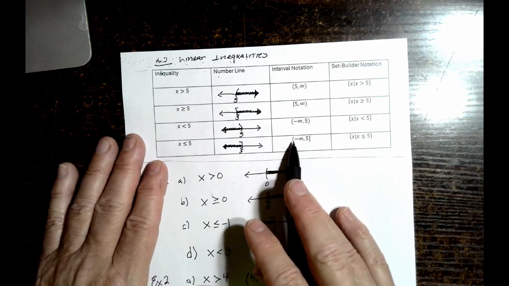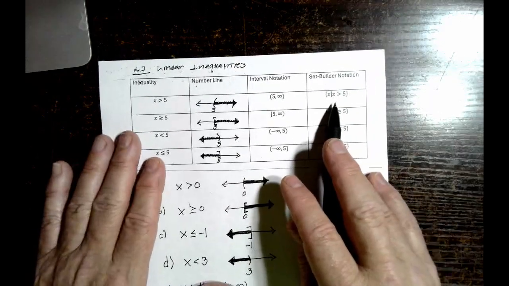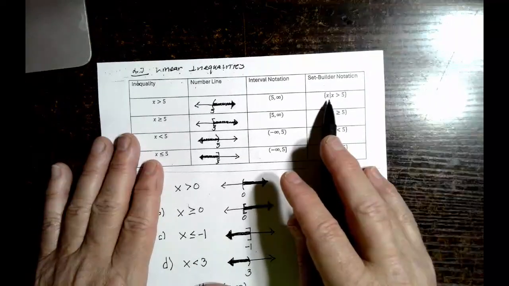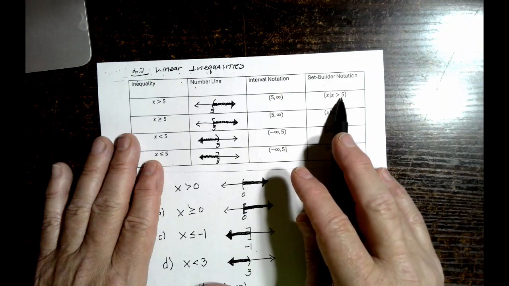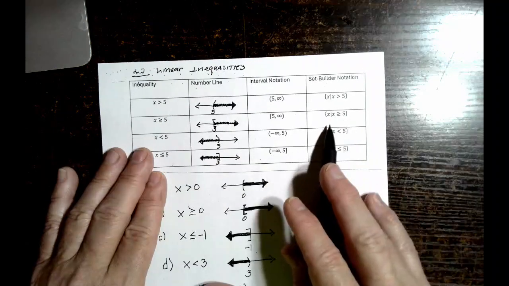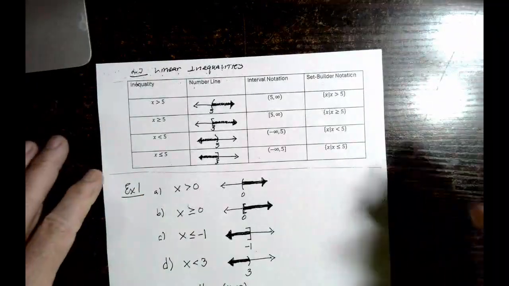Those always have parentheses. Then the set builder notation is just these funky braces with x in this line there, and then right after the line is just whatever your inequality is. So you just plug the inequality into that format.